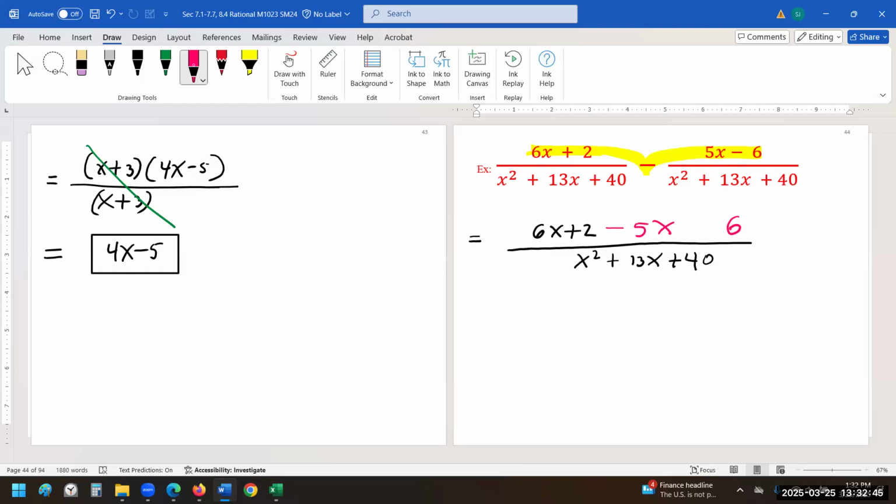So do we add 6 or do we subtract 6? Add. Good. So the sign will change for both of them on the numerator.